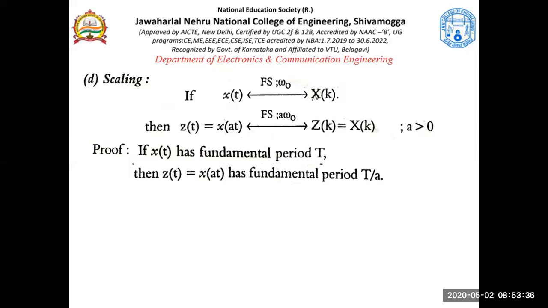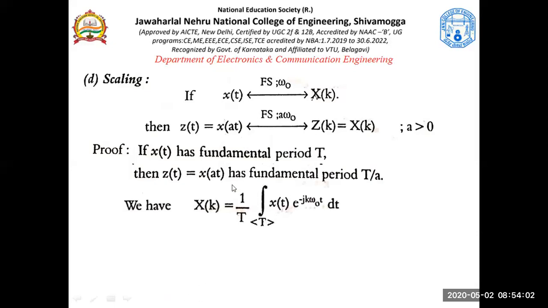Understand? So it is about fundamental periods. Your fundamental period would change. The fundamental period of x of t and x of at are different. If x of t has the fundamental period T, then x of at will have the fundamental period T by a. Understand that point? Now, with that knowledge, let's move on.